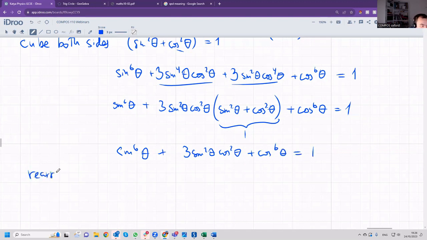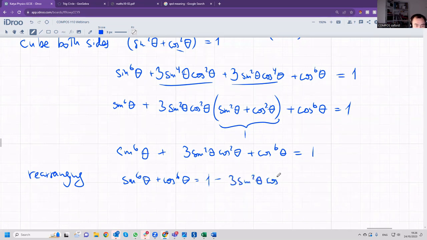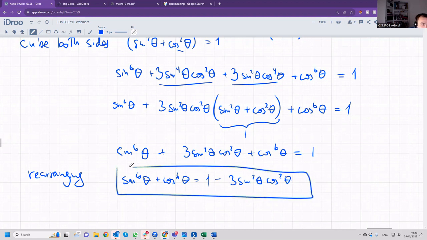Rearranging, we have sine to the power 6 theta plus cos to the power 6 theta is equal to 1 minus 3 sine squared theta cos squared theta. I'm going to use that as well.